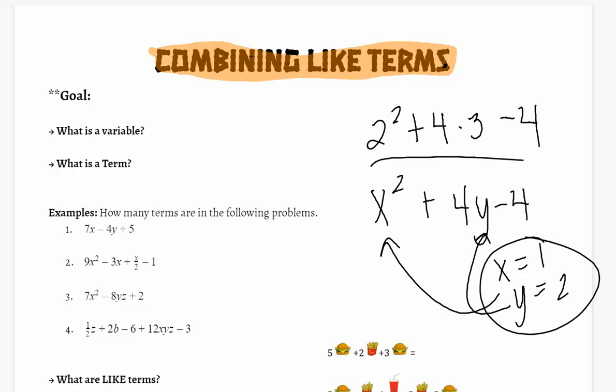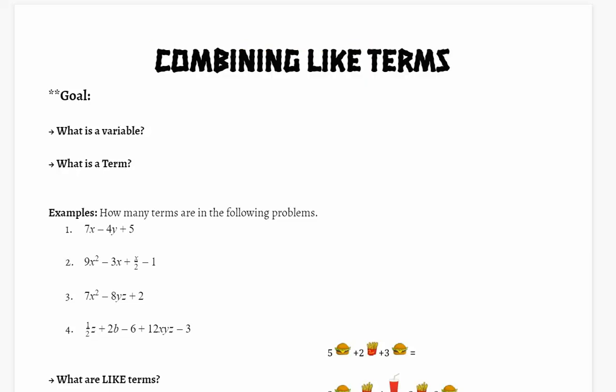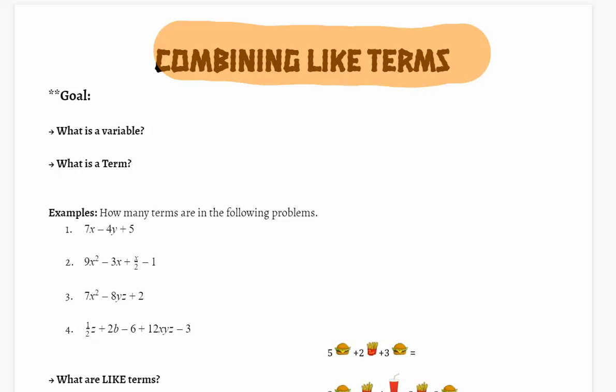But if you take a look at some of these problems down here, notice I have variables and I don't know what those variables stand for. So in math, our goal is still always the same. Our goal is always to clean up a problem, to simplify and make a problem simpler. And how we do that when I don't know what a specific variable equals is I do what's called combining like terms. So I want to be able to know what these three words mean.